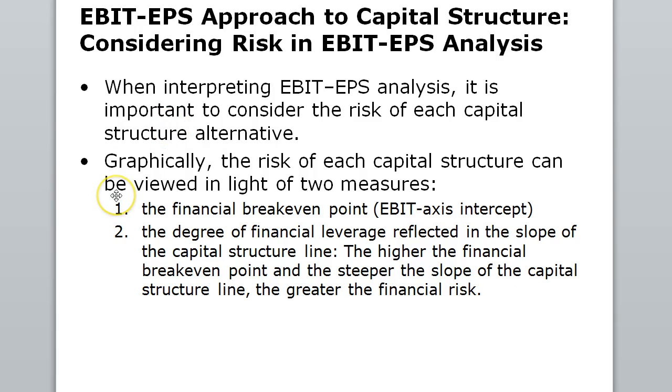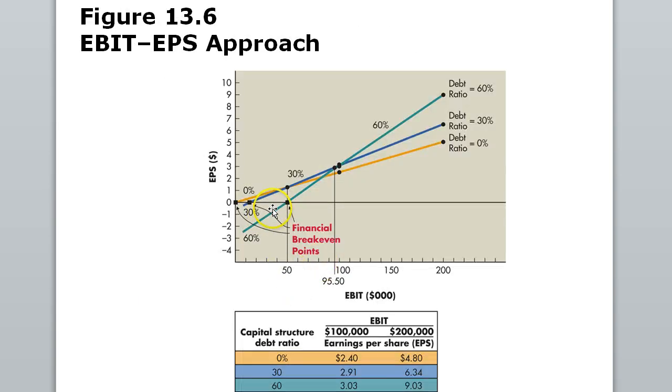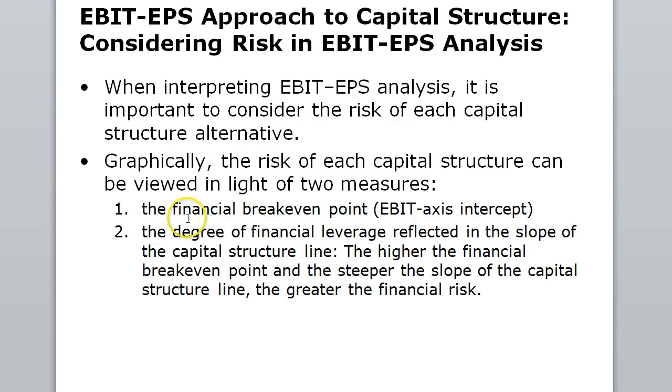Okay. So when interpreting this analysis, it's important to consider the risk of each capital structure. Graphically, the risk of each capital structure can be viewed in two measures. One, the financial break-even point on the axis, which is denoted by this square. So we have a financial break-even point here at 50, then here at a lower amount, and then here at 0. And two, the degree of financial leverage reflected by the slope of the capital structure line. The steeper the slope, the greater the financial risk.